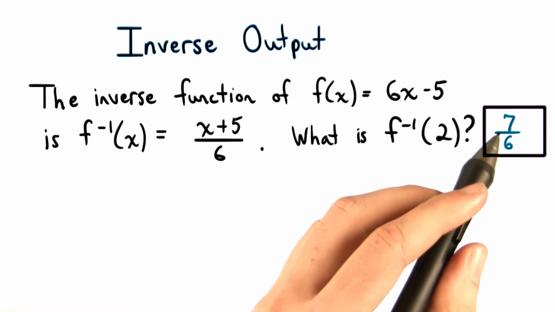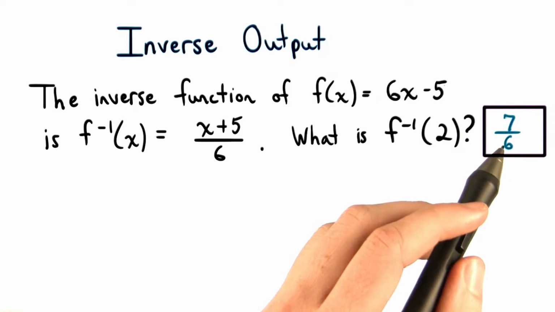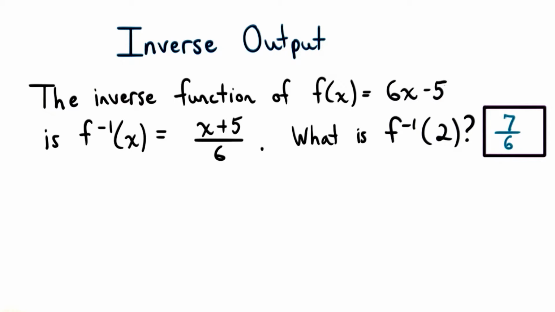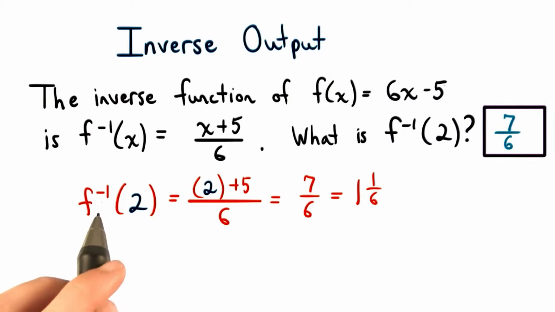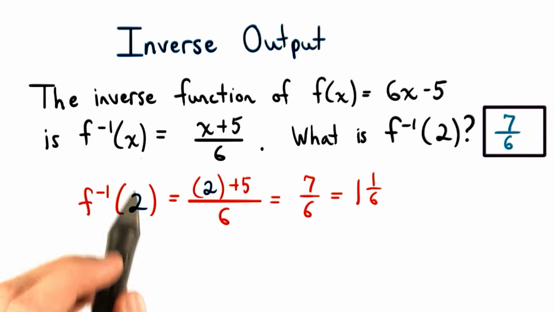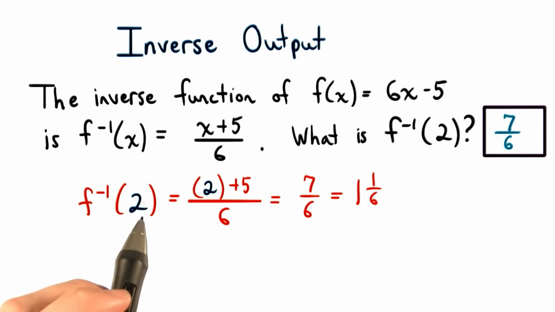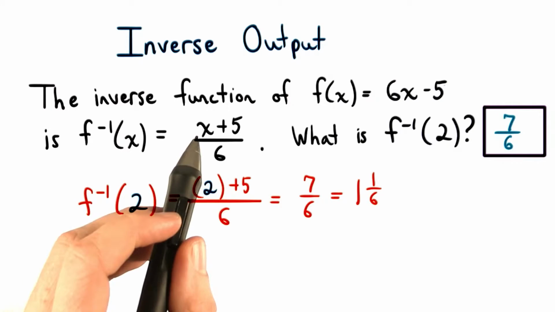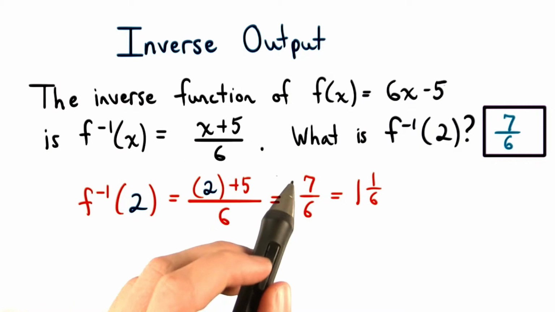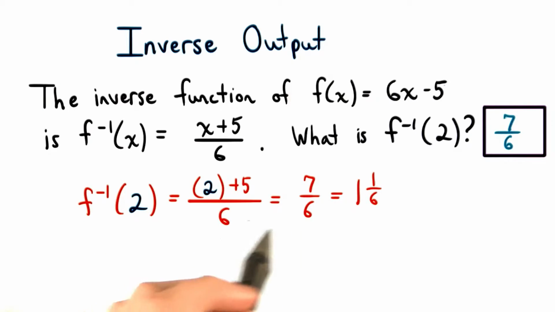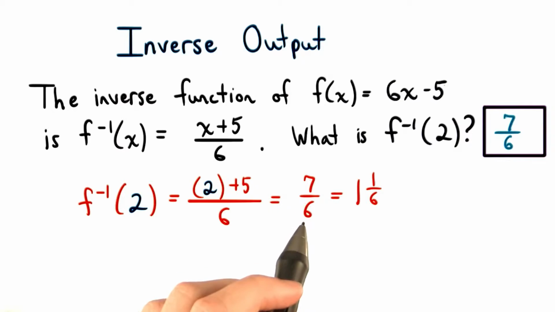Here the solution is 7/6, or 1 1/6. Nice thinking if you found this fraction. Basically, we're just going to evaluate our inverse function at x equals 2. So we just plug in the value of 2 in for x. So 2 plus 5 equals 7, and I still have 6 for my denominator. So 7/6, or 1 1/6.